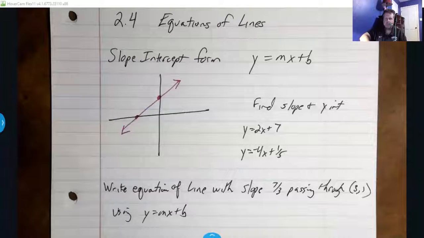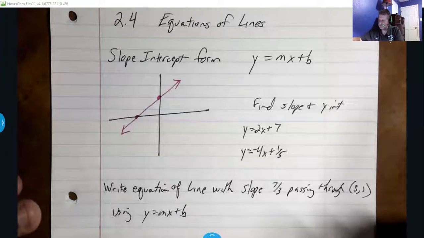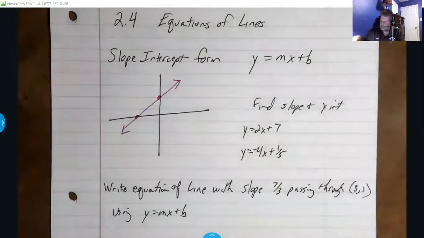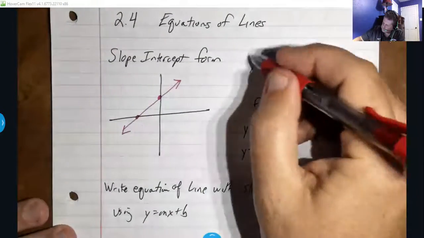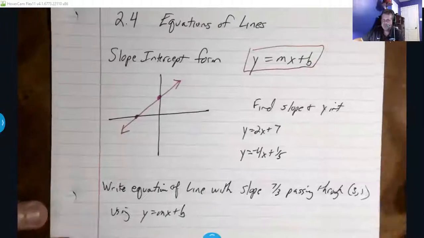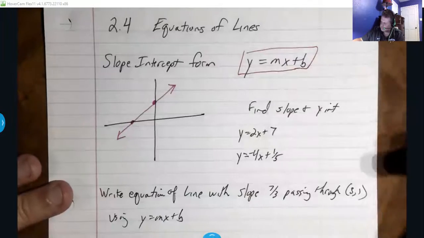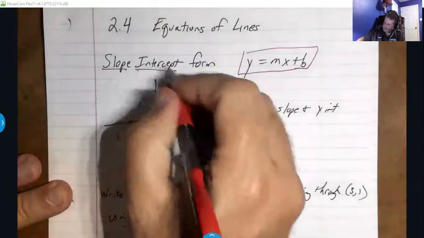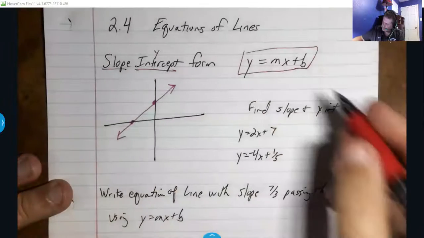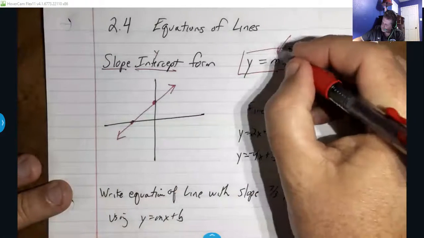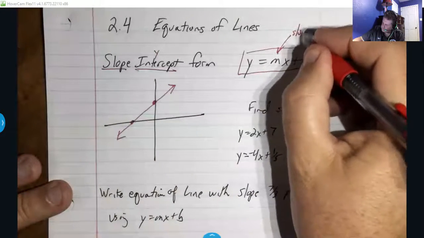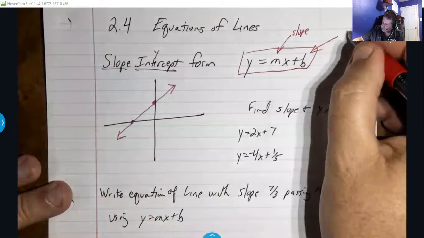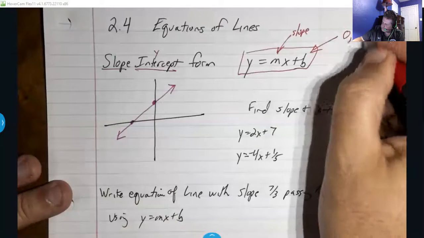Okay, so 2.4 is equations of lines. As we get started, we're going to talk about slope-intercept form. Slope-intercept form is this formula right here: y is equal to mx plus b. It's called slope-intercept form because it gives us a slope and a y-intercept. Slope is always the m value, not the x, but the m. And the b is going to be our y-intercept at 0, whatever the b value is.